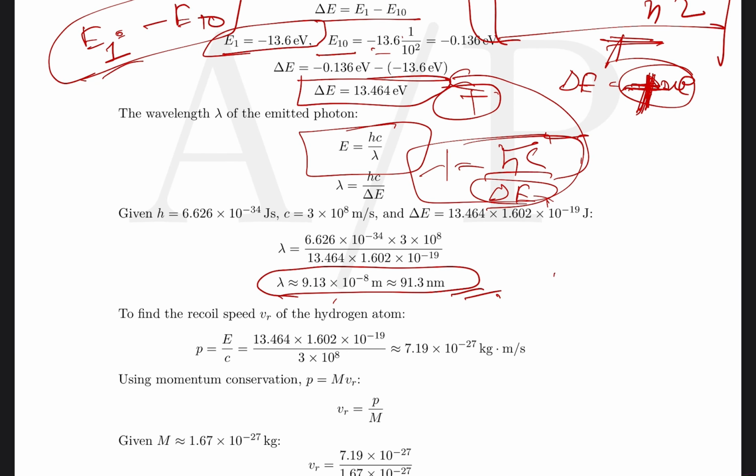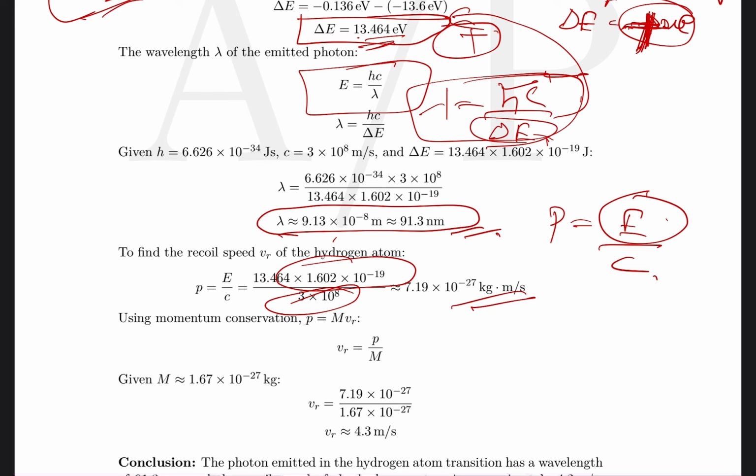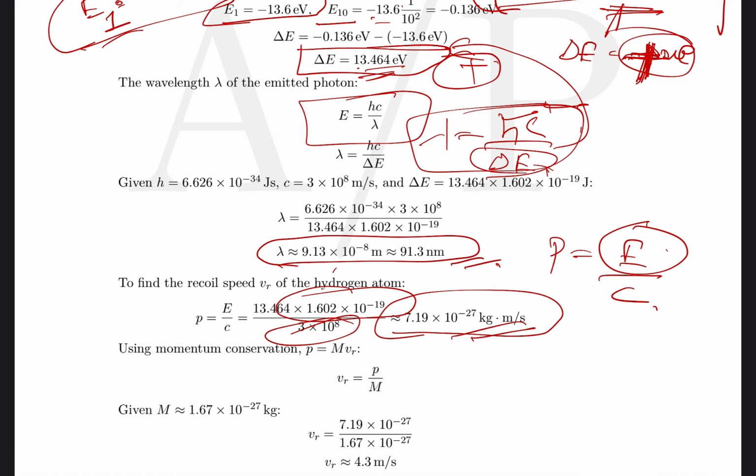Momentum, we know, is p equals E by c. Energy we already know: 13.464 into 10 raised to the power 0, because it is in electron volt. To convert it to joules, we multiply by 1.6 into 10 raised to the power minus 19, upon c, where c is 3 into 10 raised to the power 8. So the momentum comes out to be 7.19 into 10 raised to the power minus 27 kg meter per second, and the unit is very important.